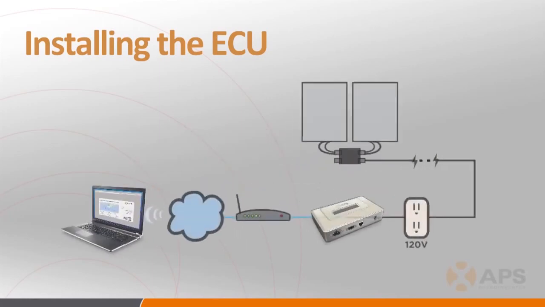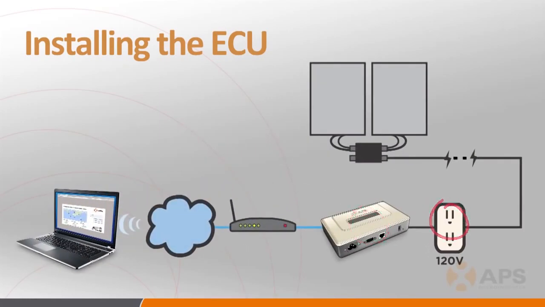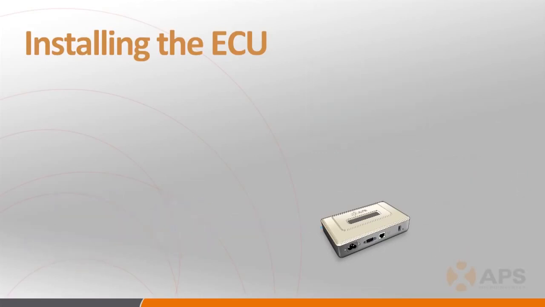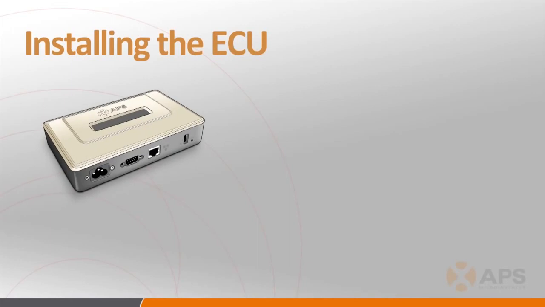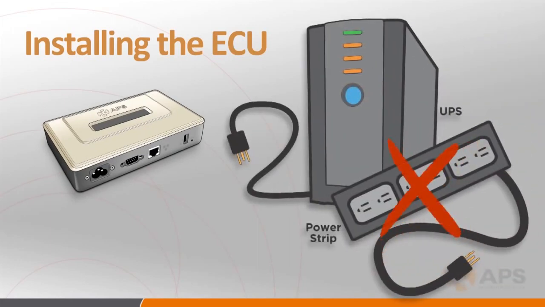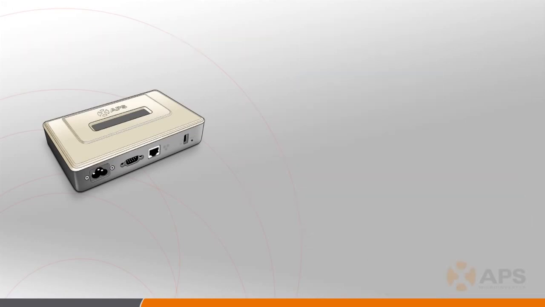The ECU is designed to be plugged into a 120-volt power outlet that is located as close electrically to the solar array subpanel as possible, preferably on a dedicated circuit to help enhance the PLC signal between the inverters and the ECU. Do not plug the ECU into a power strip surge protector or UPS backup power supply device because they distort and disrupt the PLC signal.